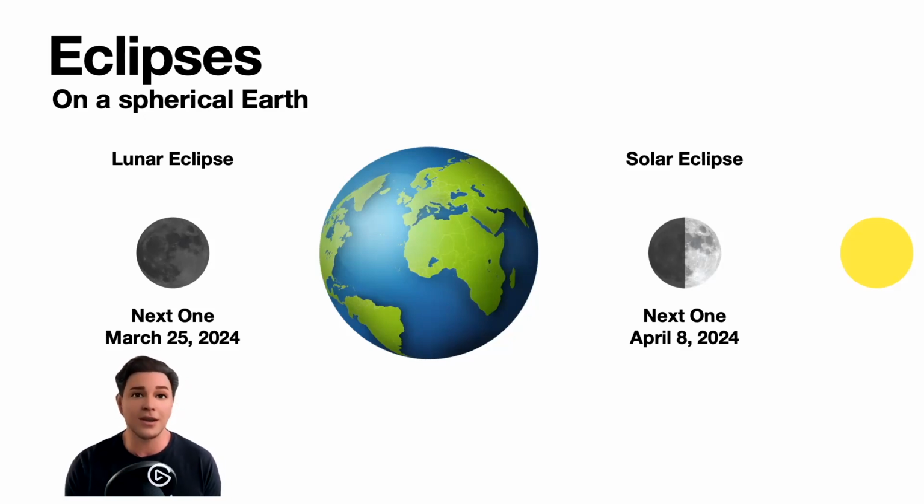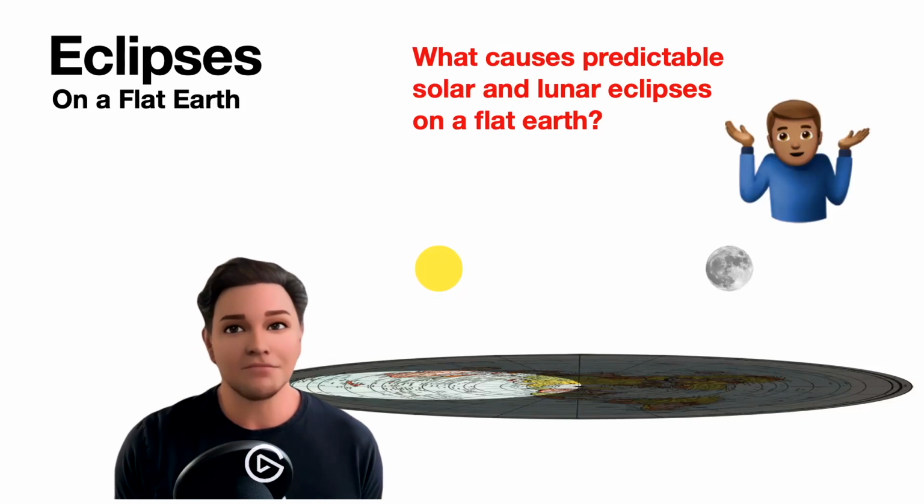You can Google it and look it up and figure out where the best viewing is going to be from Earth of a lunar and or solar eclipse. But on our heliocentric model, this is exactly what's happening, and it's super easily explainable with what we see with our own eyes. On a flat Earth model, not so easy to describe what's going on. What causes predictable solar and lunar eclipses on a flat Earth?